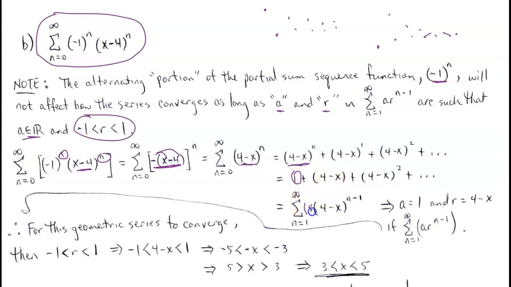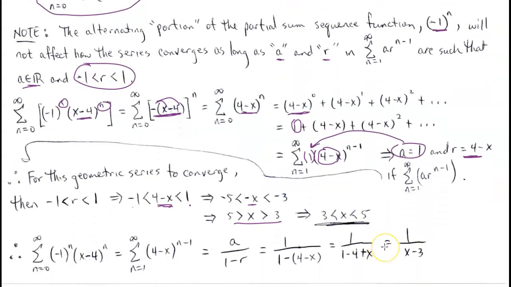So this would be like a 1 right here times 4 minus x raised to the n minus 1. Of course, our a would be 1, and our r, or our common ratio, would be this 4 minus x. And 4 minus x would have to be between negative 1 and 1, which means that negative x is between negative 5 and negative 3. If I multiply all sides of the inequality by negative 1, we see here that x is between 3 and 5.